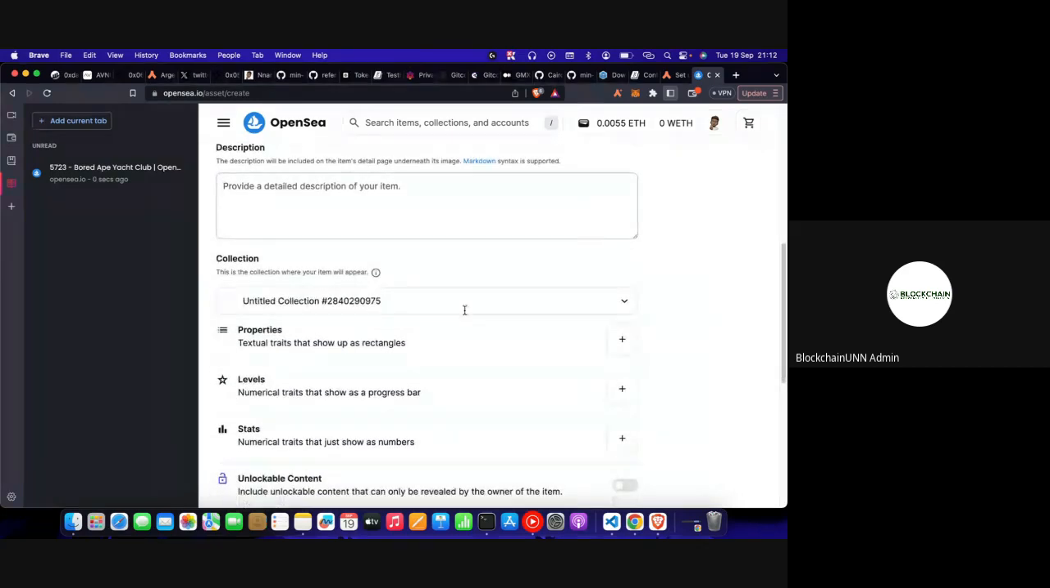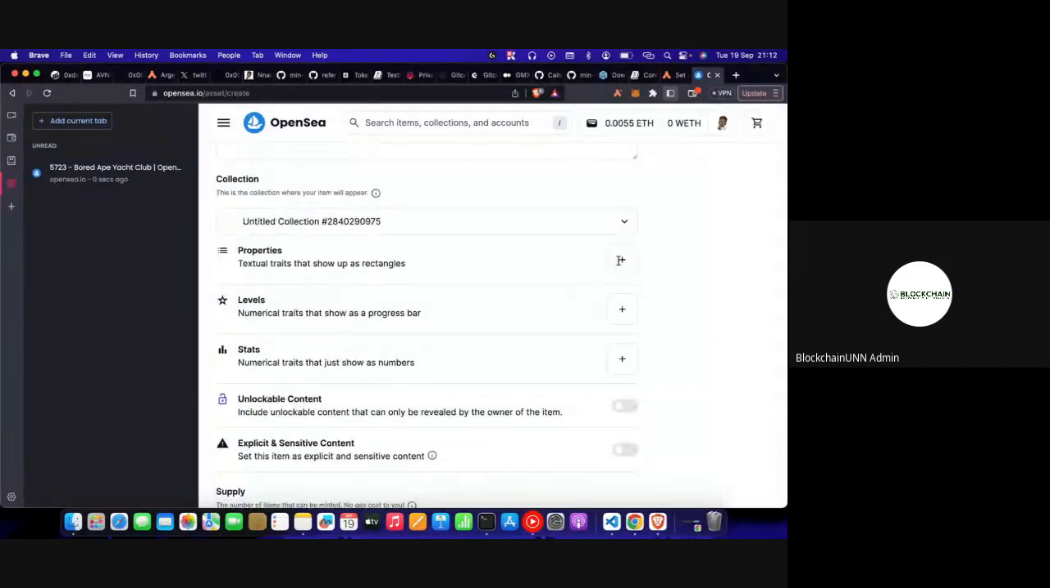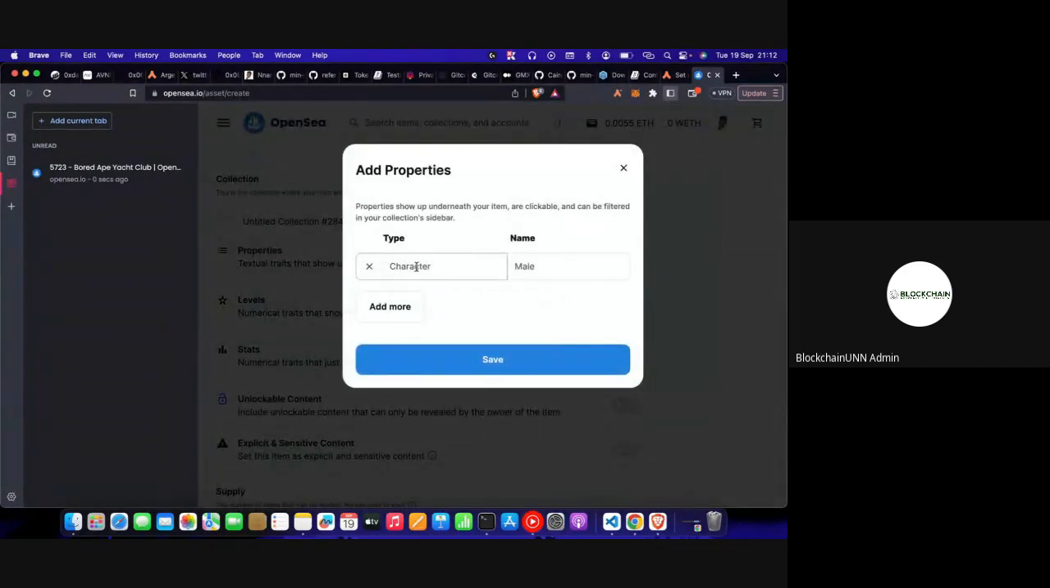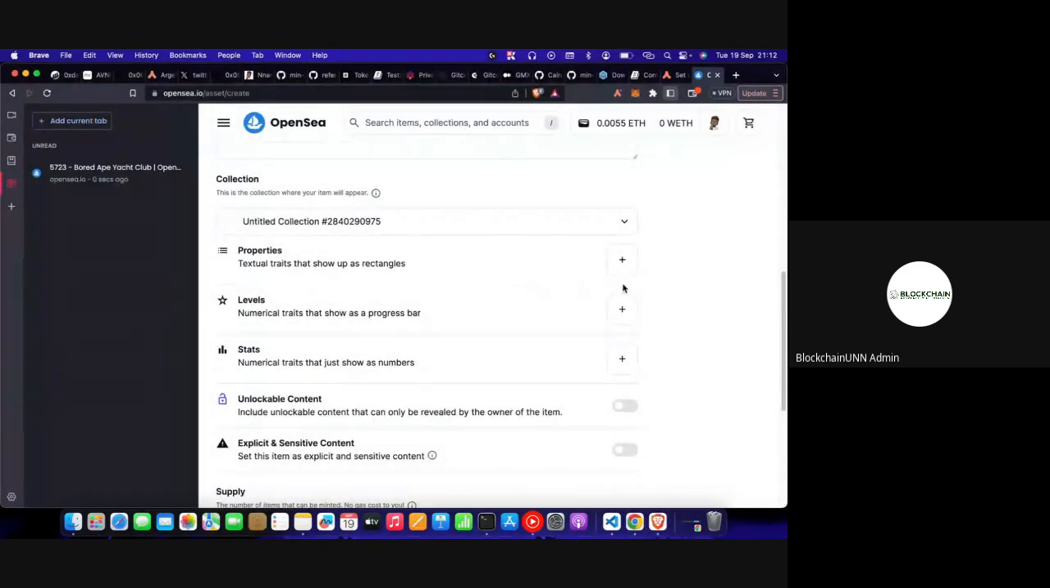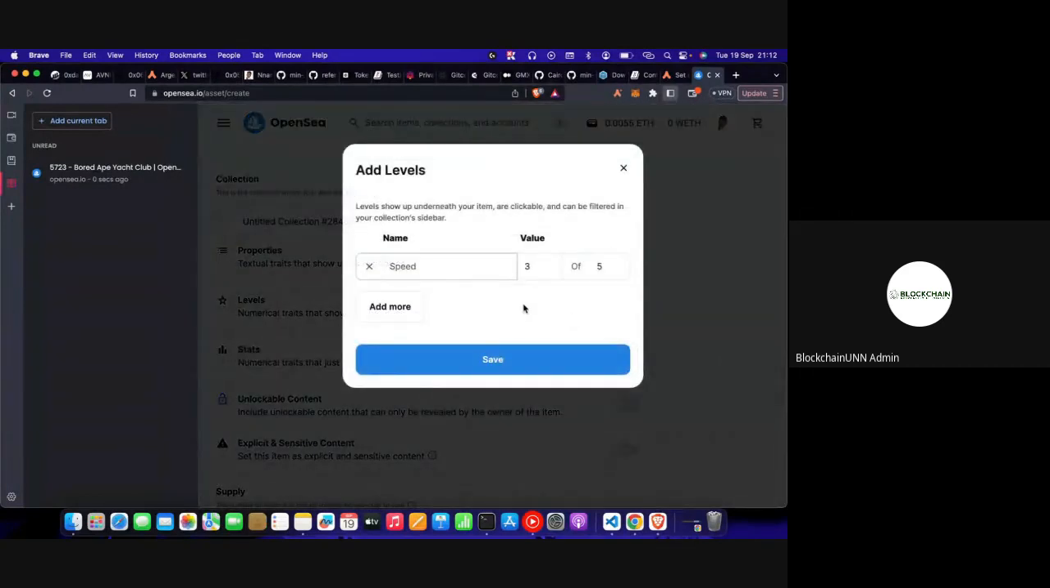A collection, obviously, is where your items will appear, right? I have an untitled collection. So you can define properties for your NFTs. You can define characters, you can add more, define a lot of properties for your NFT. You can add levels to make it interesting, to make some NFTs better than others. Let's say it's a gaming NFT. You can say this particular character is more advanced than other characters.